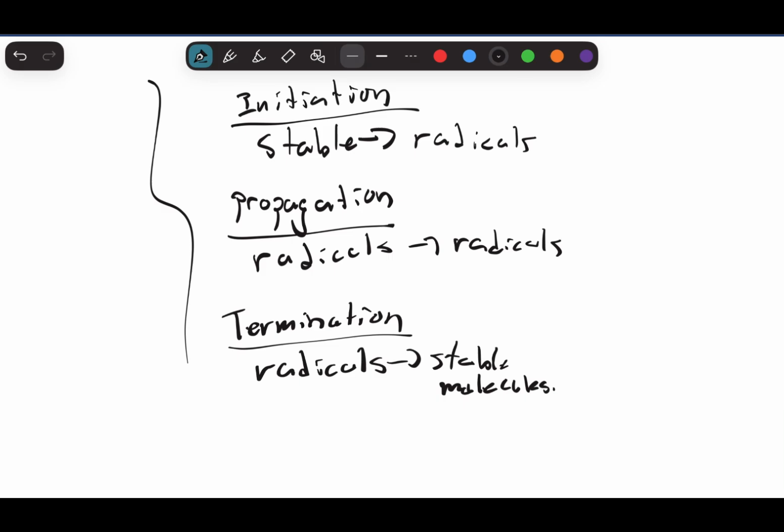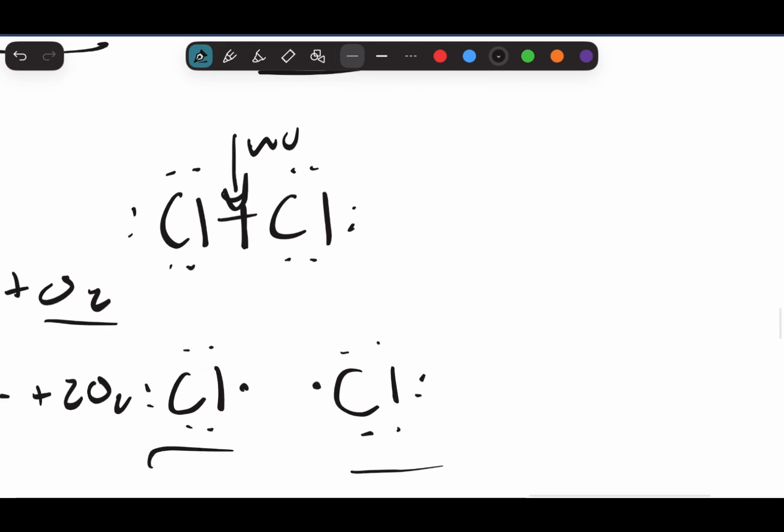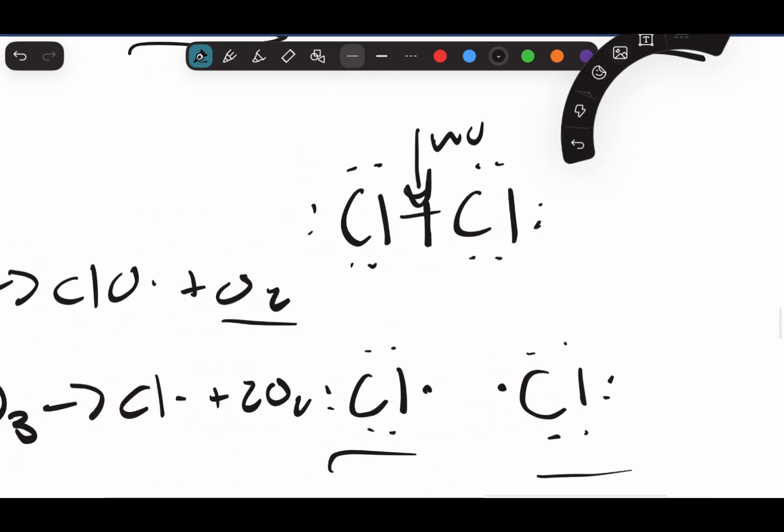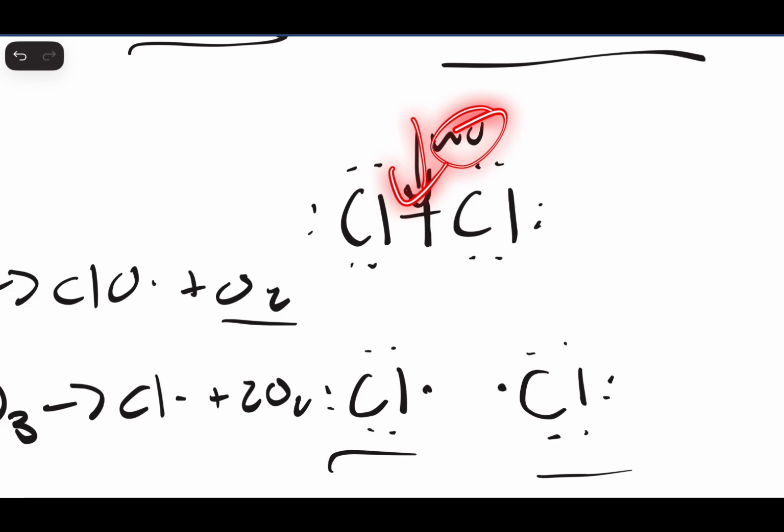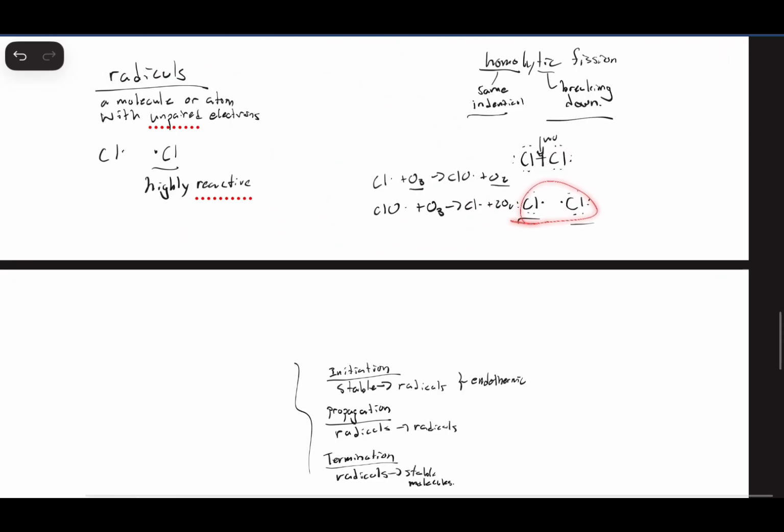So just something else to keep in mind is that your initiation will always be exothermic, right? No, endothermic. Your initiation step will always be endothermic, because it requires energy to break the stable bond. Remember the Cl? It required this UV ray to break down and form two radicals, okay?